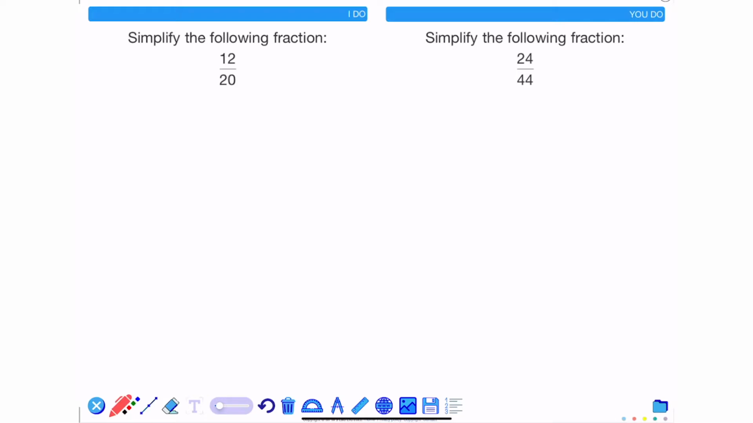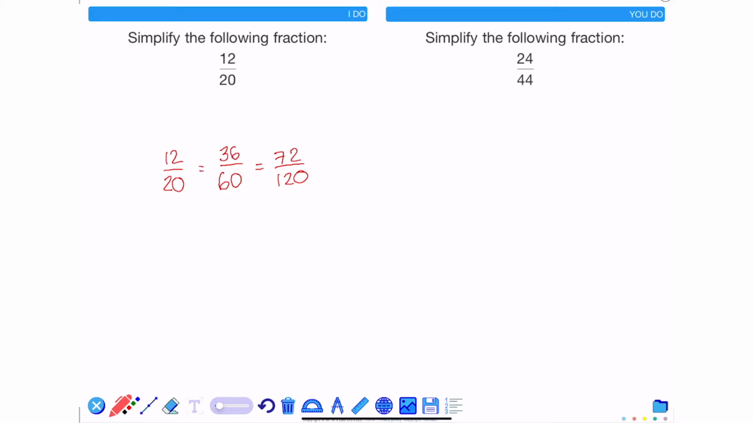In this video, we're going to be looking at the topic of equivalent fractions. Equivalent fractions look different, but they have exactly the same value. So let's start with 12 over 20. 36 over 60 is an equivalent fraction to 12 over 20. 72 over 120 is also an equivalent fraction to both 12 over 20 and 36 over 60.